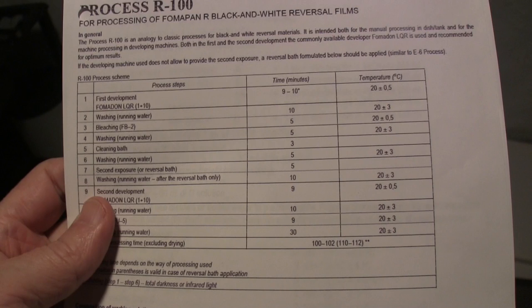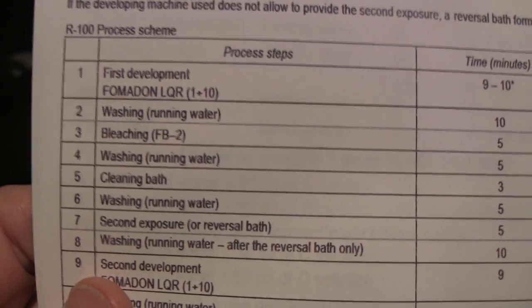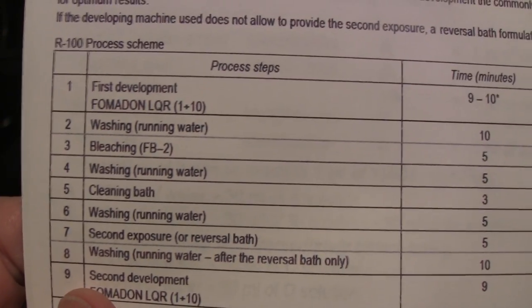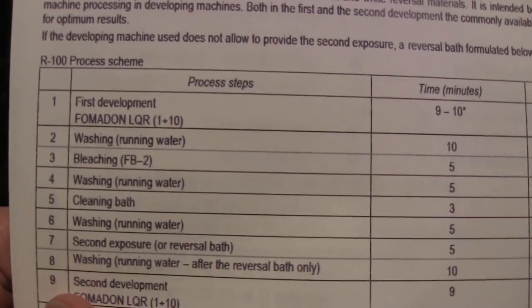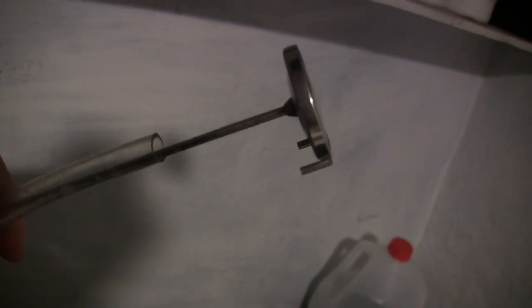After the first development, there's a wash of 10 minutes with running water. And what I do is I let the water pour into the tank through the hose and let the air and the water come out of the hole at the top of the tank. I put the thermometer in the end of the hose from the spigot. I adjust the temperature to 68. There is no stop bath.